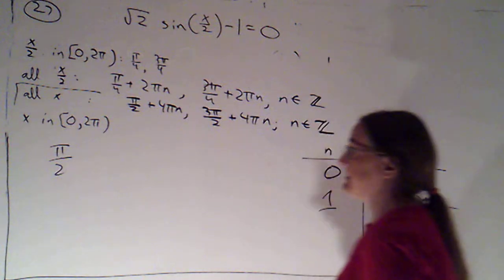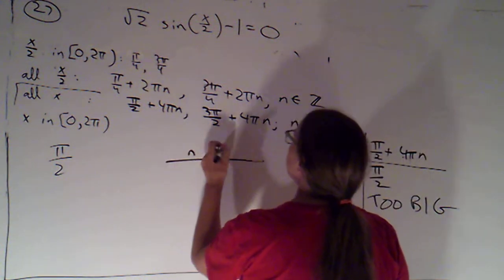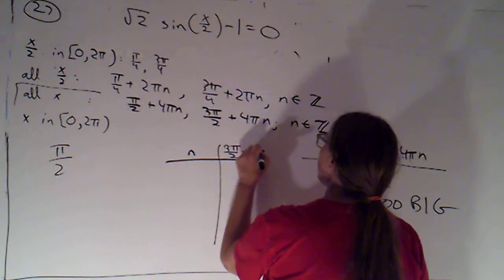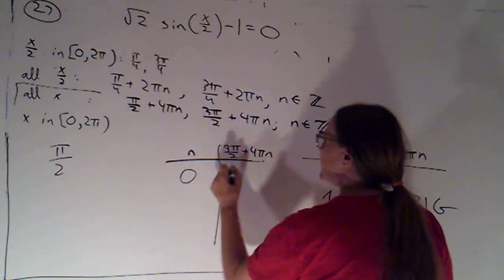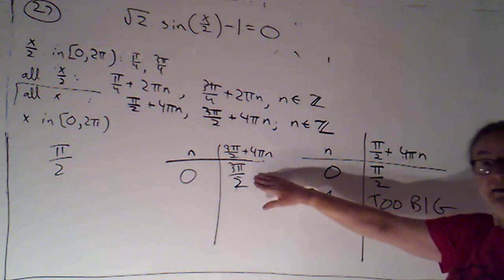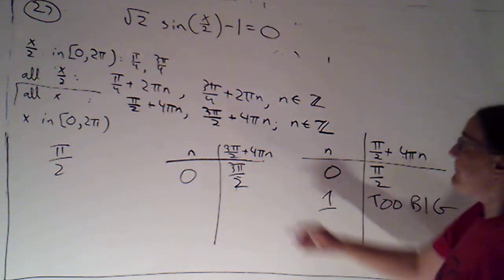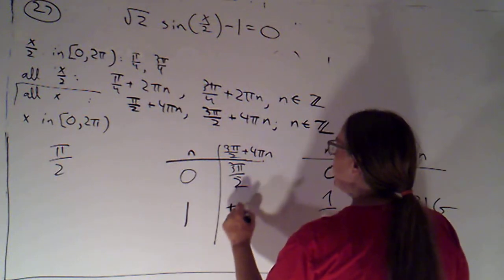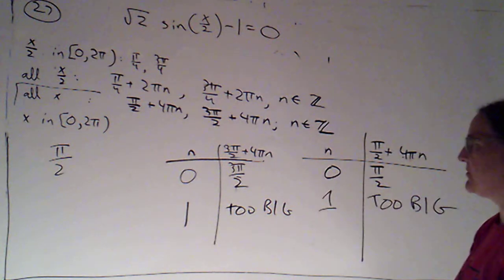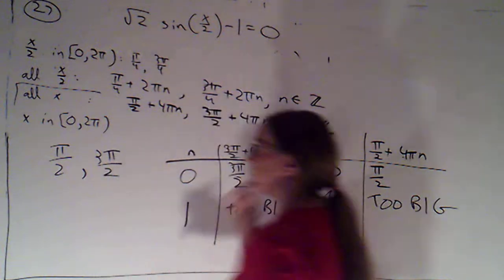I'm not going to have a solution there, so I'm just going to get pi over 2 from this set of possibilities. Now, if I do the same thing here, n, and then 3 pi over 2 plus 4 pi n. If I let n be 0, I'm going to get 3 pi over 2. Now that is in the correct interval. Okay. If n is 1, that's too big, because I've added 4 pi n, I've gotten too big.